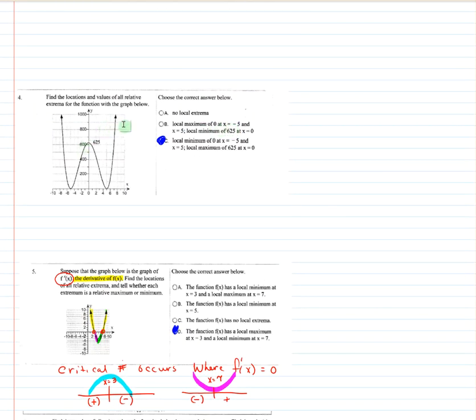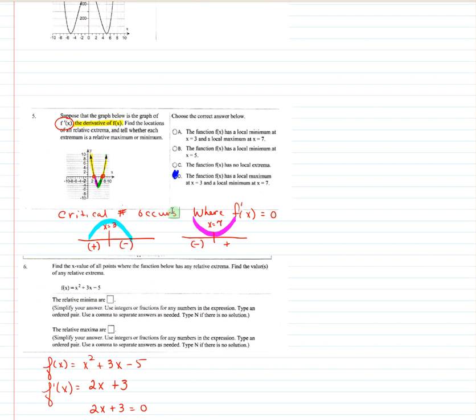This one says find all the locations and values of the relative extremum. So we're looking here. We got a min here, a max, and a min. And so a local min of 0. Remember, when it says of, it means what's the y value there? 0 at x equals -5 and at x equals 5. And a local max of 625 at x equals 0. All right. Now, number 5.